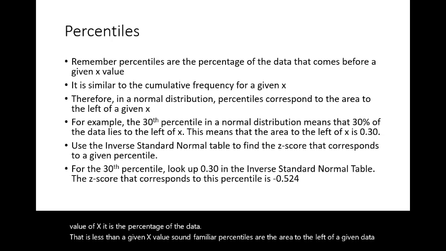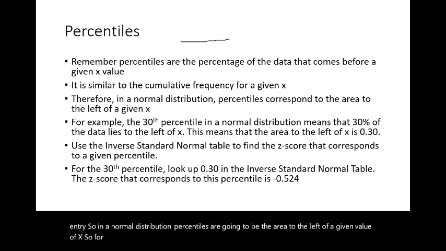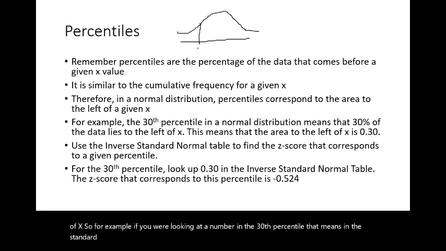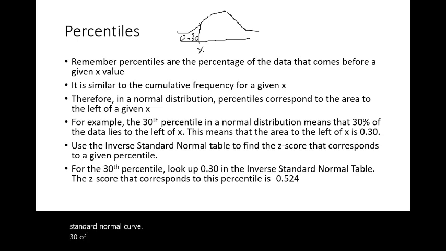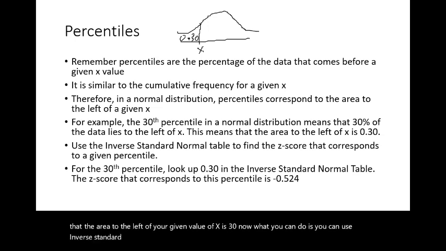So in a normal distribution, percentiles are going to be the area to the left of a given value of x. So for example, if you're looking at a number in the 30th percentile, that means in the standard normal curve, 30% of the area underneath the standard normal curve is less than your value of x, which means that the area to the left of your given value of x is 0.30. Now what you can do is you can use the inverse standard normal table to find the z-score that corresponds with the given percentile. That's going to be the biggest use of these tables at this point.